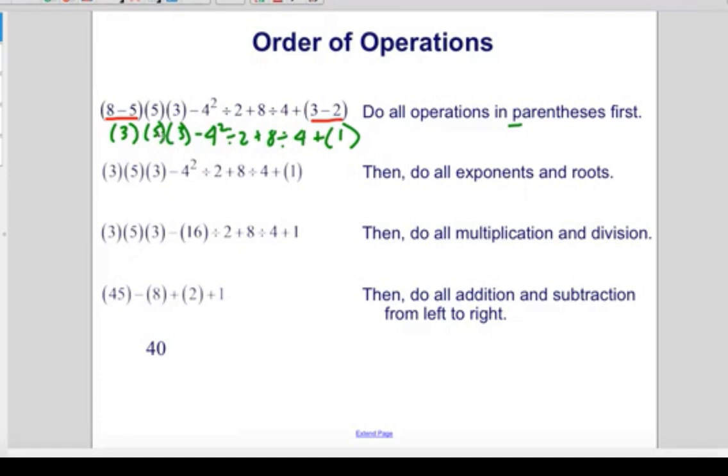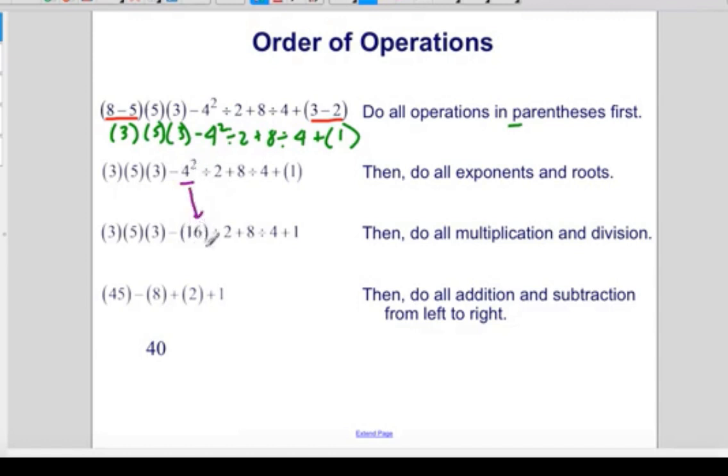So we have 3 times 5 times 3 minus 4 squared divided by 2 plus 8 divided by 4 plus 1. Alright, so this in green is exactly this one. Then we do all the exponents and roots. So here is our only exponent, or there's no roots in here. So we're just going to change that into 16.